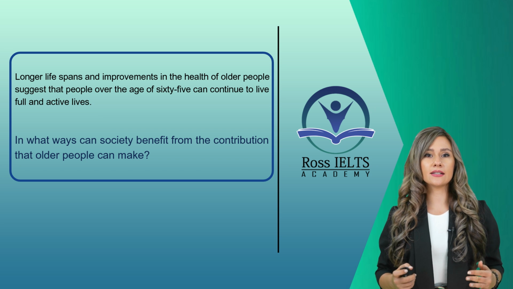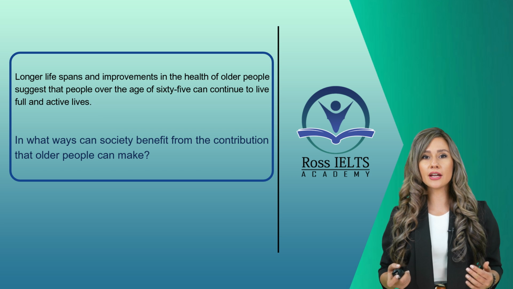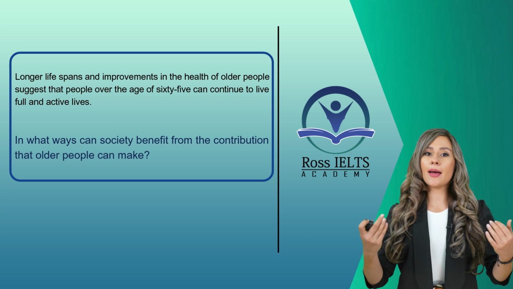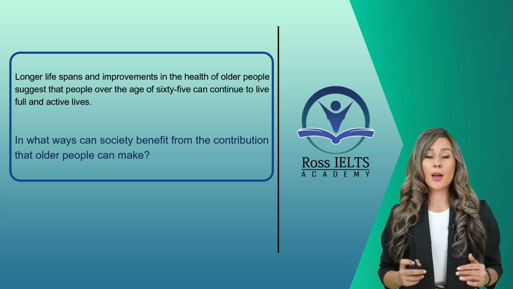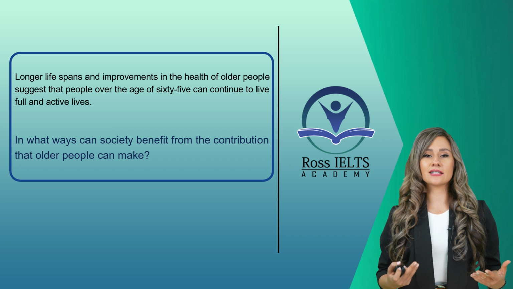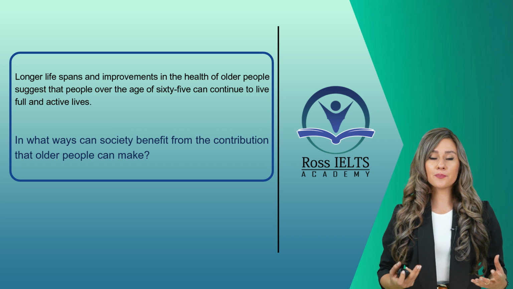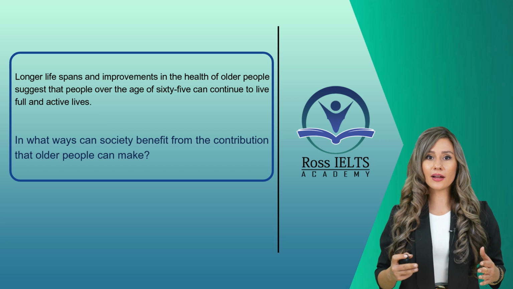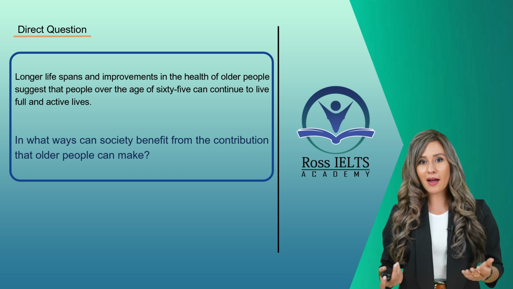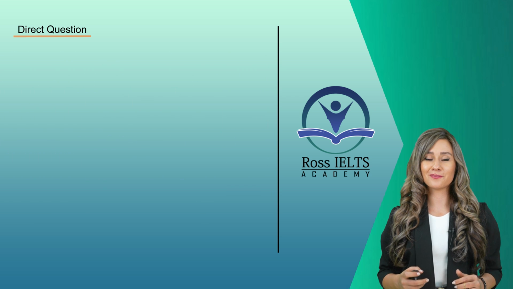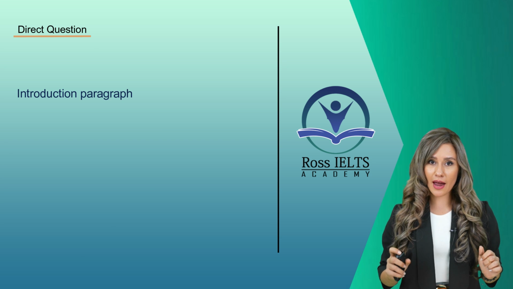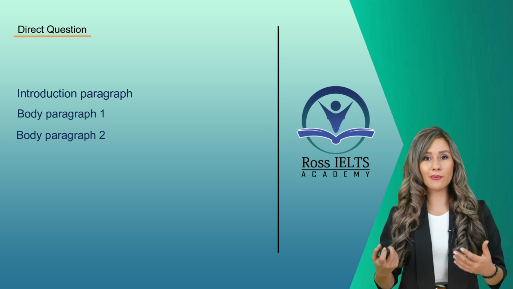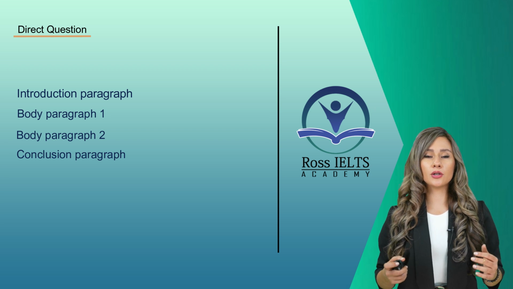Now, the next part would be the question that we are asked about this question statement, which says, in what ways can society benefit from the contribution that older people can make? So here we are asked a question about the given question statement. By reading it, we can understand that we are dealing with a question in the second part of the IELTS exam, the second task. And this one is a direct question. And here is the paragraph structure that we should follow for that. First, we have the introduction paragraph, then body paragraph 1, body paragraph 2, and finally the conclusion paragraph.